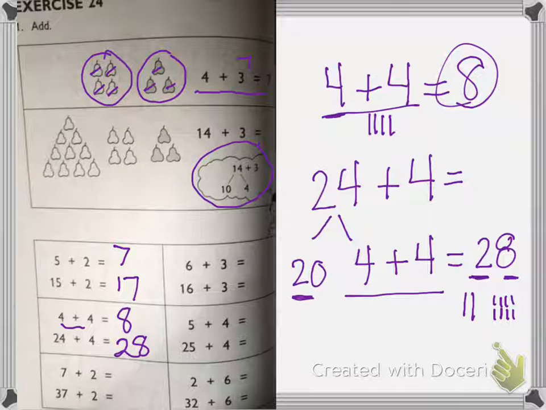Now you can see a pattern. You might even be able to guess some of these answers. Well, I'll put that back. I don't need to erase that. 24 plus 4 is 28.